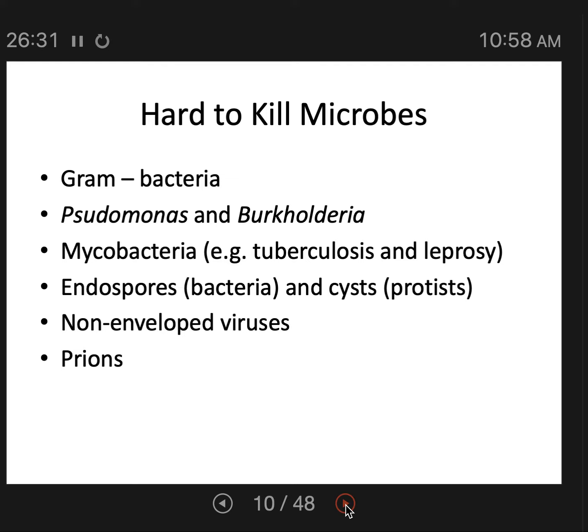Endospores you know about, but also cysts. Cysts are the protist version of endospore. And then we have non-enveloped viruses, which we'll talk about. So there's two different kinds of virus, enveloped and non-enveloped. Non-enveloped is much harder to deactivate. And prions. You'll get more of that after the exam, but they are especially hard to deactivate. They're not alive, but they're very difficult to deactivate. So I'm going to put them on this list, and we'll talk about them a little bit.